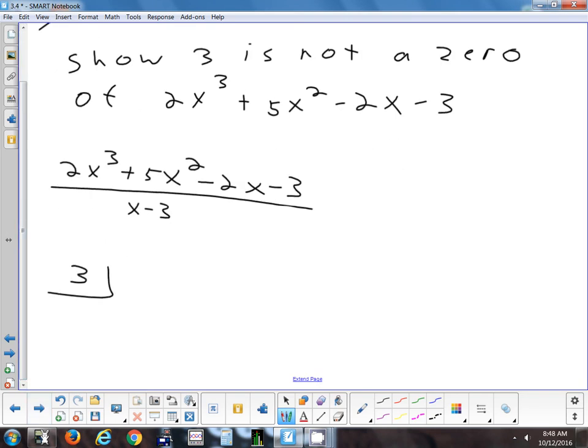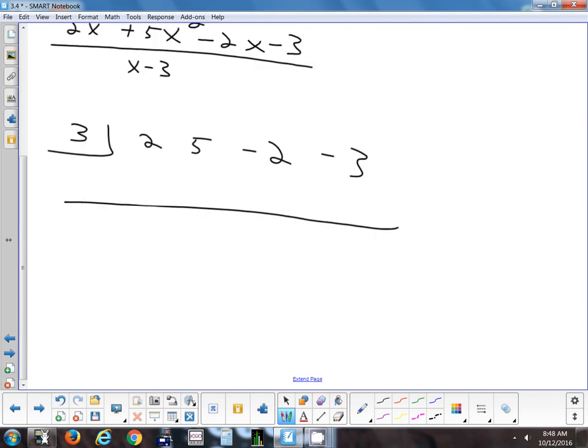Put the root on the outside. That's the number after the minus sign. Write down your coefficients. I'm not missing anything. And again, once you get good at this, it's really pretty quick. So bring down your 2. 3 times 2 is 6. 5 and 6 is 11. 3 times 11 is 33. 33 minus 2 is 31. Times 3 is 93. Minus 3 is 90. That's the whole problem.